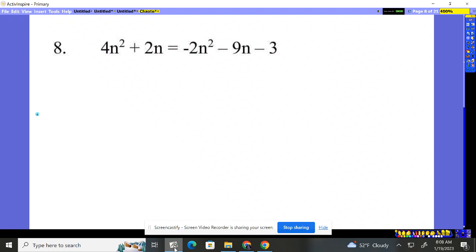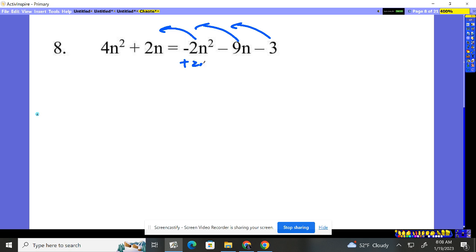Number 8, we must solve this by factoring. So to factor it, we've got to get it into a trinomial. And you must always, always, always get things set equal to 0 when we're doing it by factoring, or using the quadratic formula. So I need to move all these guys over, every one of them. I need them over on the other side.